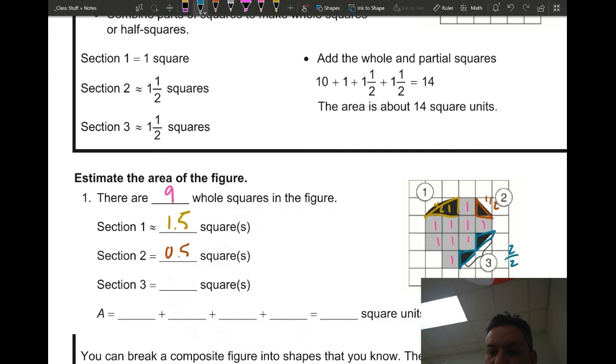2/2, which makes a whole. And all I gotta do is add them all up.